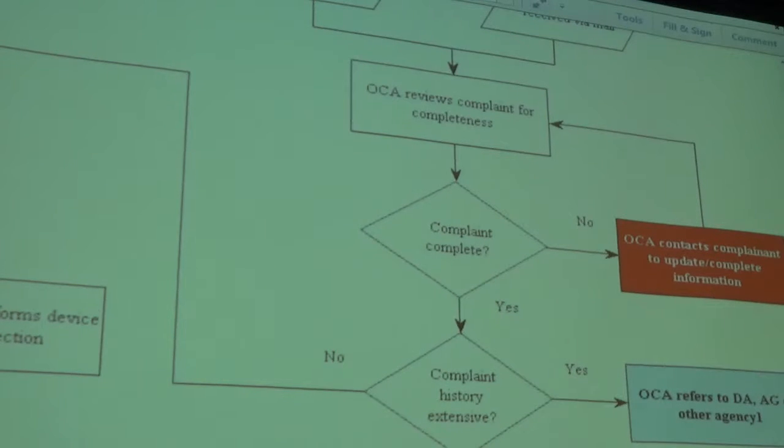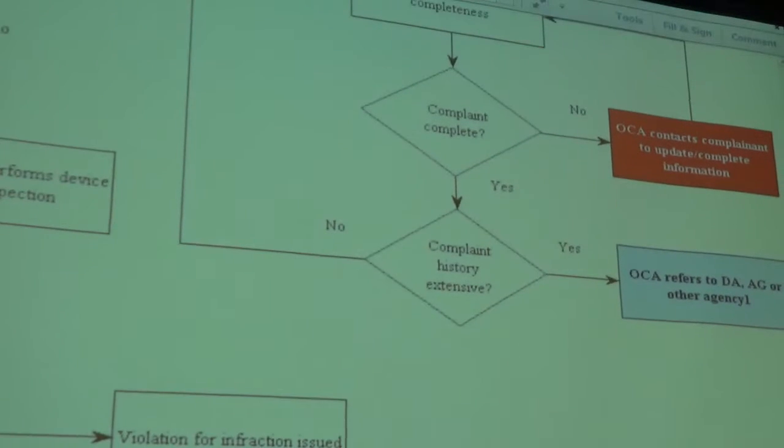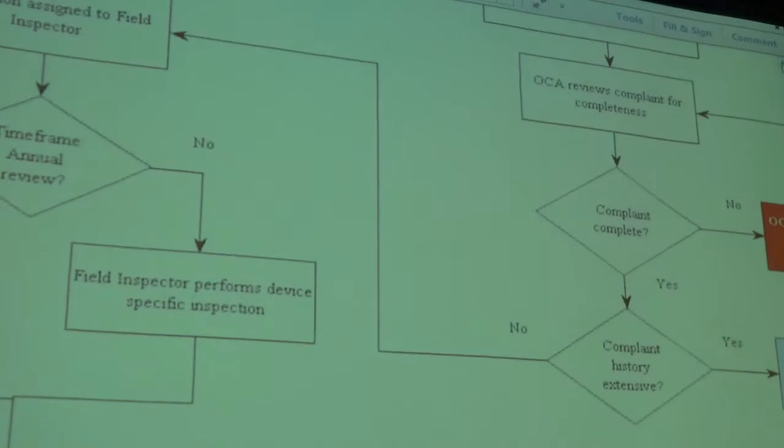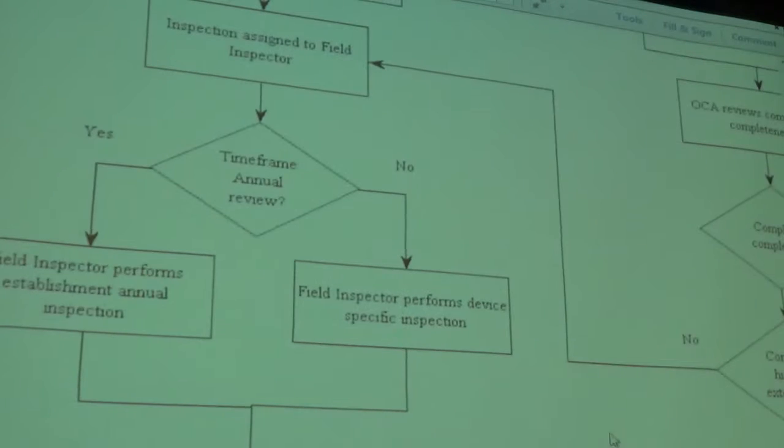Then, is the complaint history extensive given the vendor? If it's yes, then it goes to the district attorney or attorney general's office or another agency. If it's no, OCA contacts the complainant and updates the complaint information. Right? If it's not an extensive history with the vendor, then OCA begins an inspection.